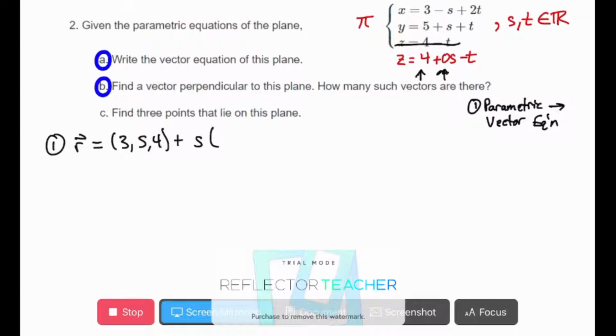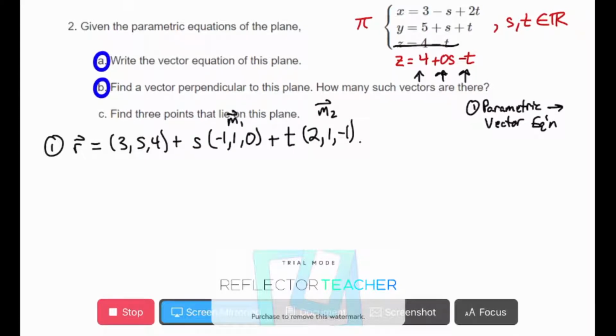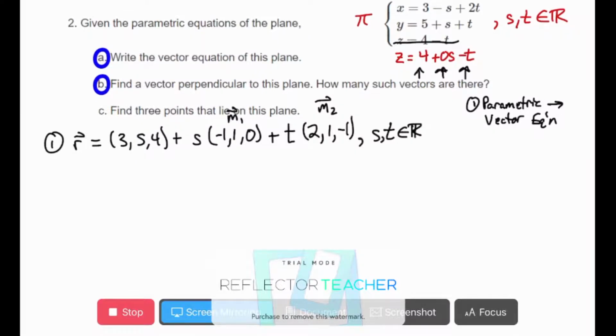So, factor the s out of there. So we're going to have -1, 1, and 0. And that gives us our first direction vector, plus my parameter t, and my second direction vector here, we're just factoring out that t. So we're going to have 2, 1, and -1, and that defines our second direction vector m2. And don't forget to define our parameters s and t are elements of the real. All right, cool. We are done number 1.